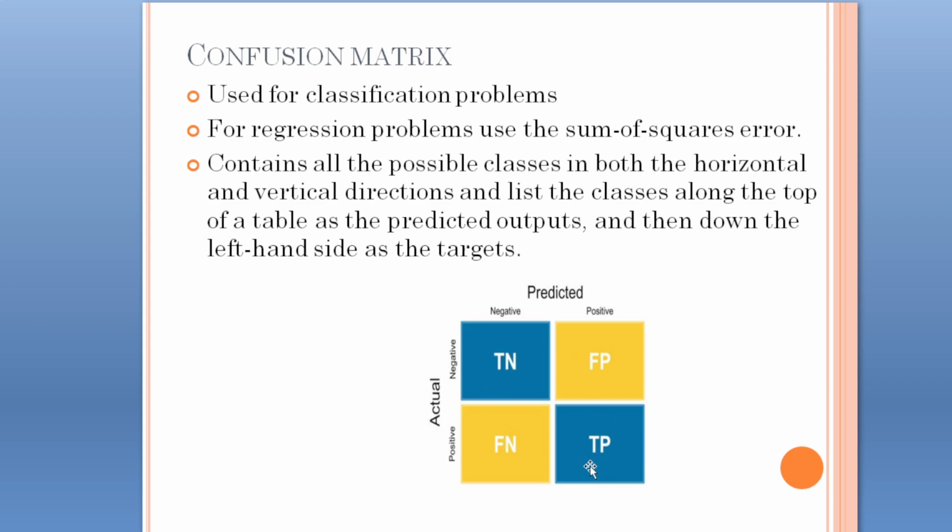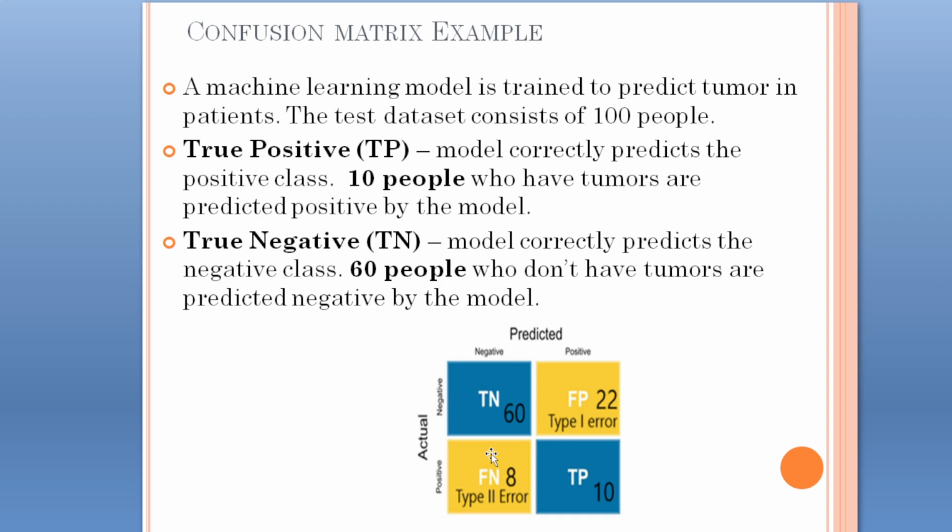The various cells in the confusion matrix are termed as true negative, true positive, false positive, and false negative. What are true positive, true negative, false positive, and false negative? Let us see. So consider an example where a machine learning model is trained to predict tumor in patients, and the dataset consists of 100 people.